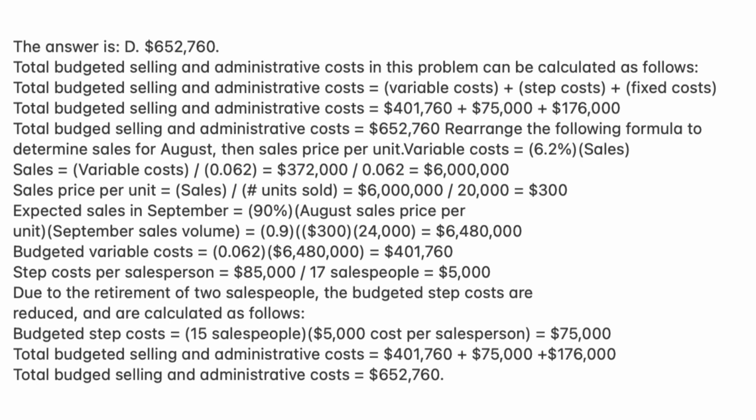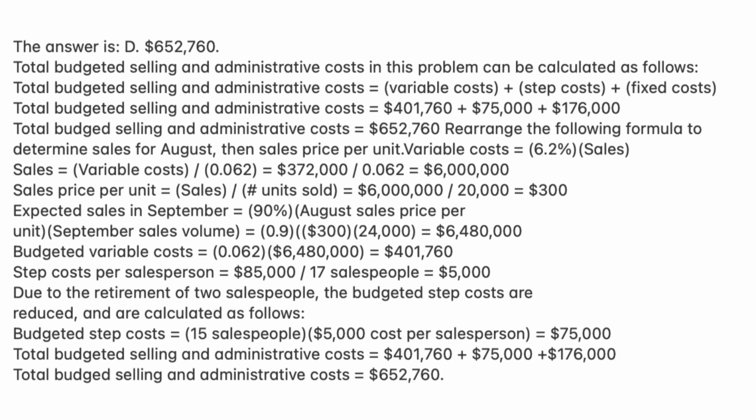$652,760. Total budgeted selling and administrative costs in this problem can be calculated as follows. Total budgeted selling and administrative costs equals variable costs plus step costs plus fixed costs, which equals $401,760 plus $75,000 plus $176,000, giving $652,760.